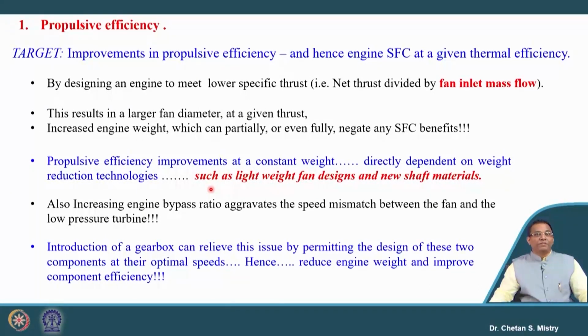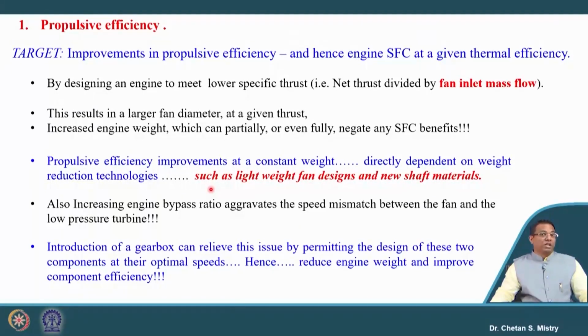What we mean by specific thrust is net thrust divided by fan inlet mass flow rate. What it indicates is that in order to get this lower specific thrust, we need to increase the mass flow rate. That requires a larger size fan or larger diameter fan for a particular thrust. This will lead to an increase in engine weight, and that will negate the benefit in terms of improvement of specific fuel consumption. So, in order to improve the propulsive efficiency at constant weight, we need to think in terms of weight reduction technology.